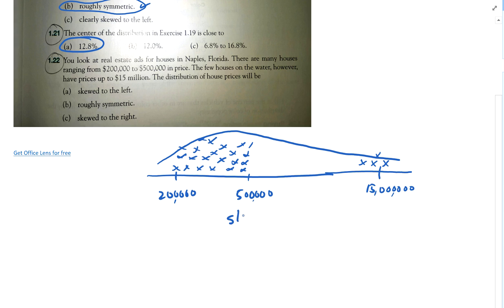And that is what we say, as we say in class, skewed towards the larger numbers. And since we always write the larger numbers to the right, it's okay to say skewed to the right, but it's more accurate to say skewed towards the larger numbers. So that would be C there. All right, there we go.